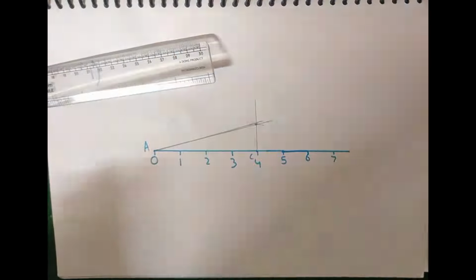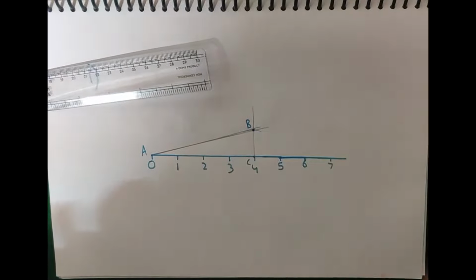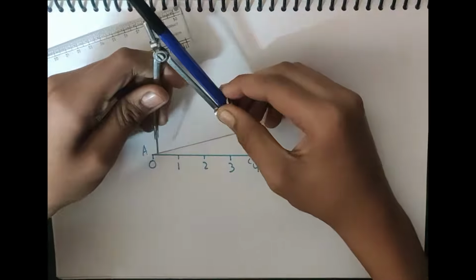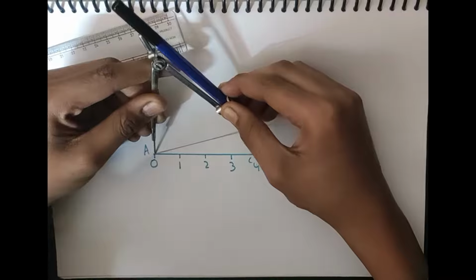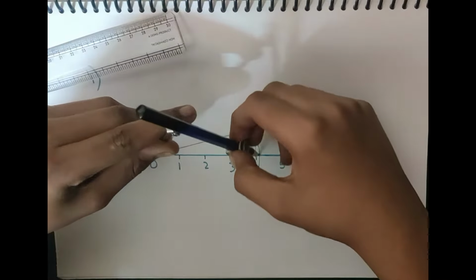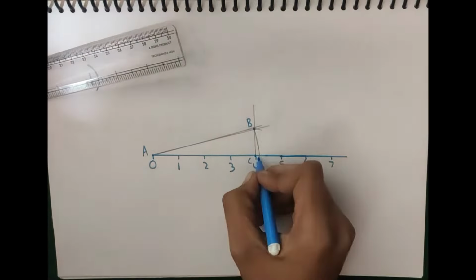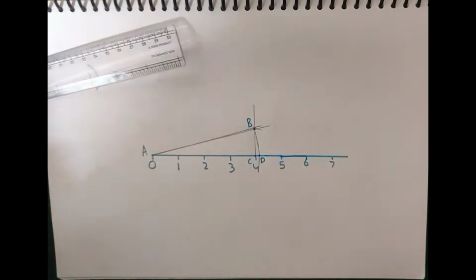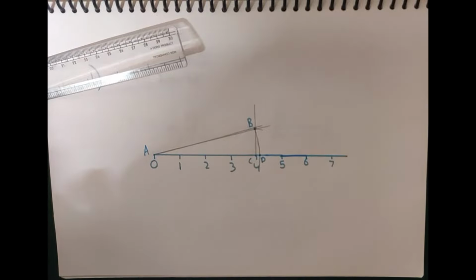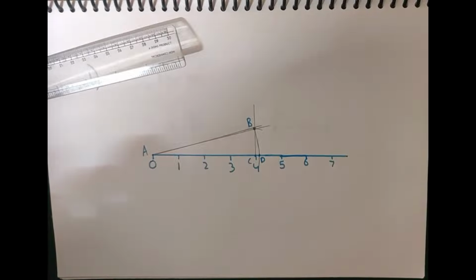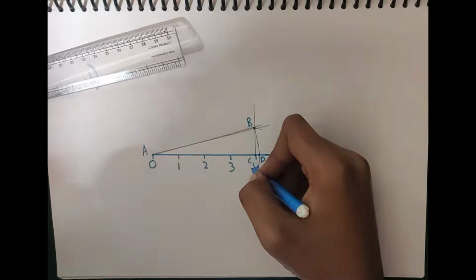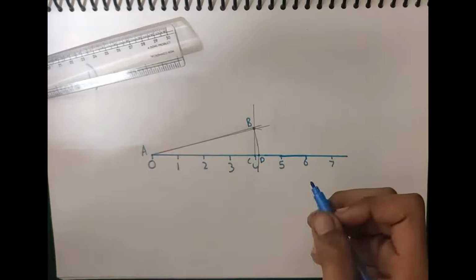And name that point B. And now we have to take the compass and take AB as its length and rotate it until it cuts a point in our number line, and name that point D. Okay, so after you do this much, AD. So the point D is root 17.